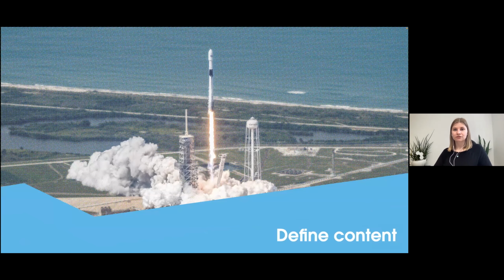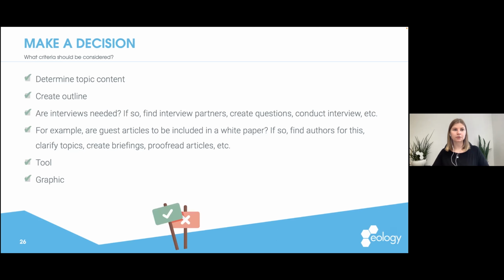Now we have to define the content, to define what we're going to write or what we're going to publish. First of all, of course, you have to determine a topic. Then you have to create an outline. You have to think about whether interviews are needed. If you need expert interviews, you have to find the partners. You have to create questions. You have to conduct the interview. That's all you have to think of.